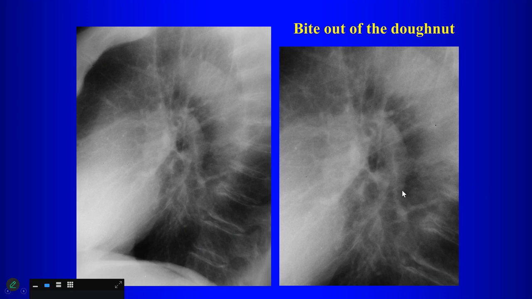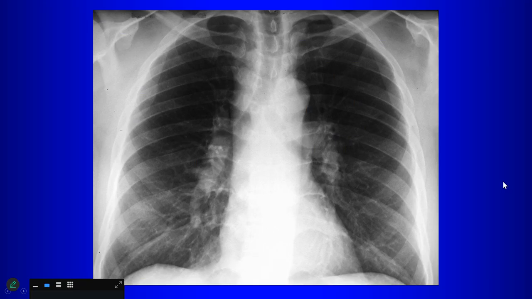Sometimes the vessels are prominent, going around the left upper lobe bronchus, and you get what looks like a donut or a bagel with a bite out of it. The bite is the infrahilar window. That's a normal finding. Okay? You should not see donuts. If you see donuts or bagels on the lateral view, that's a problem. Usually means you have subcarinal lymphadenopathy.